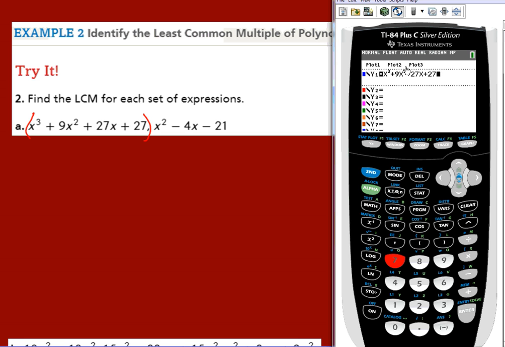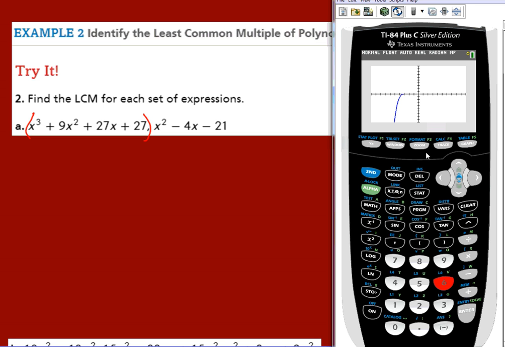We could have looked at the constant over the leading coefficient, and used plus or minus 1, plus or minus 3, plus or minus 9, and plus or minus 27, all over plus or minus 1, and kept plugging them in until I got a 0. But to me, this is the easiest way. If you just hit zoom 6, and you figure out where this thing's going to cross. Hopefully we see it cross at least once. And it does. It crosses right here.